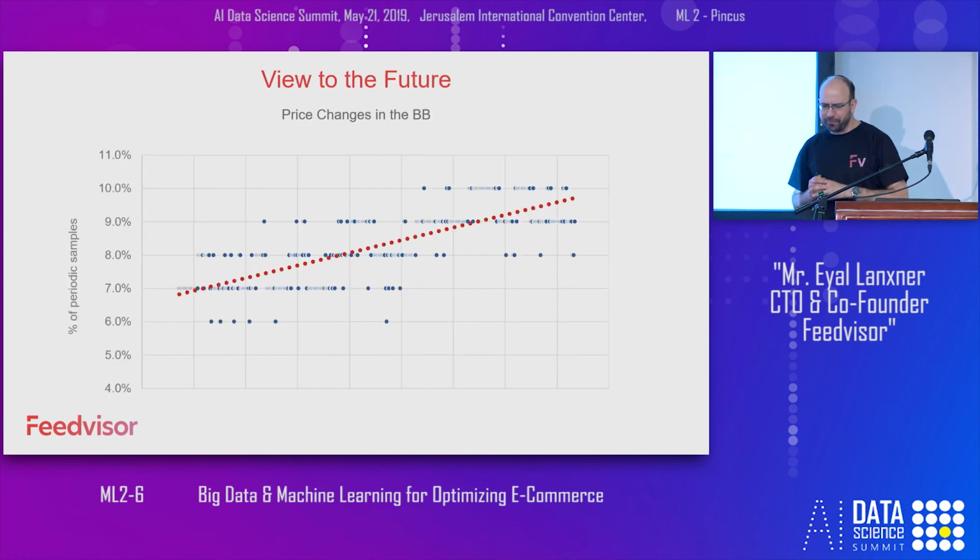A little view to the future. When we analyze the number of price changes in the buy box over time, we saw a clear increasing trend. We are seeing that the marketplace is becoming more and more dynamic, and more vendors or sellers have no choice but to apply these types of technologies, otherwise they're not going to get any sales and not going to succeed in this marketplace at least.